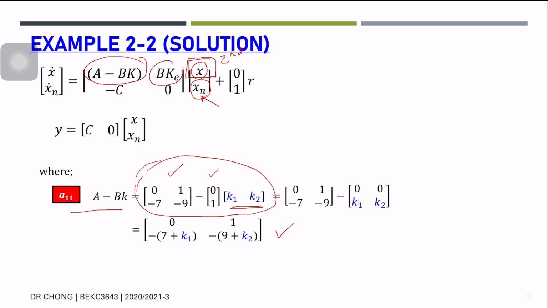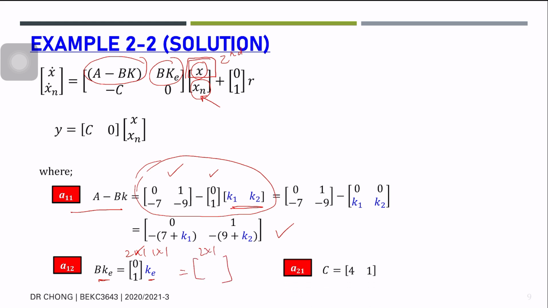So BKE, now how to get it? BKE is your B. This is from the question. KE is only single. So you multiply. This one is 2 by 1, and then 1 by 1. So you will get a 2 by 1, right? Then you get the answer 0, 1. So it's a 0 KE here. Okay. So A21 is this one.